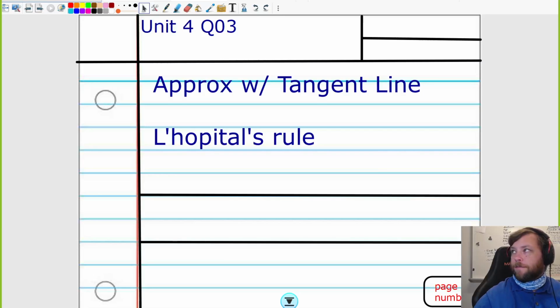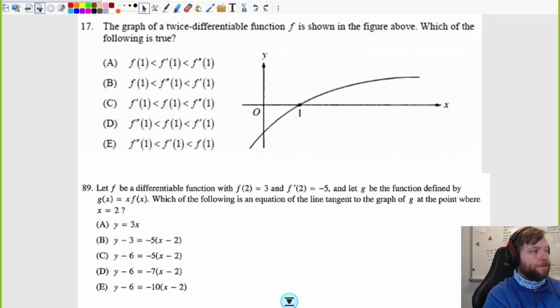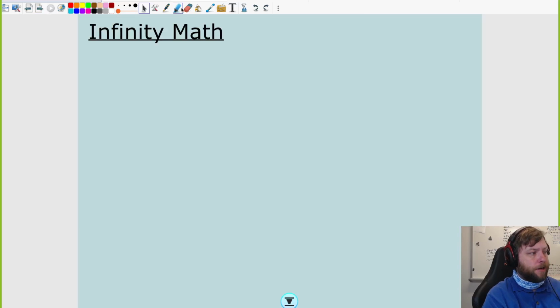I'm just going to start. Okay, approximate and L'Hopital's rule. Let's go. So the first part is infinity math right here. And here's what I mean. I want to go over what it means to multiply by infinity and do things to infinity.